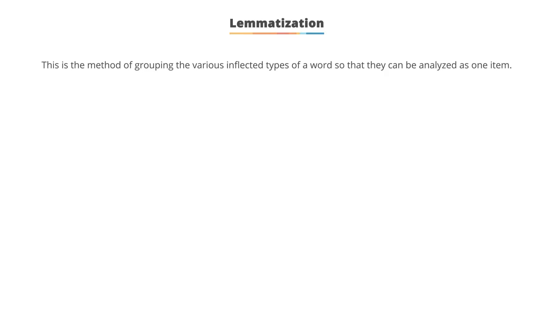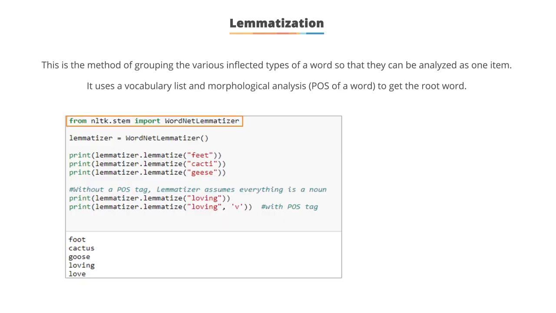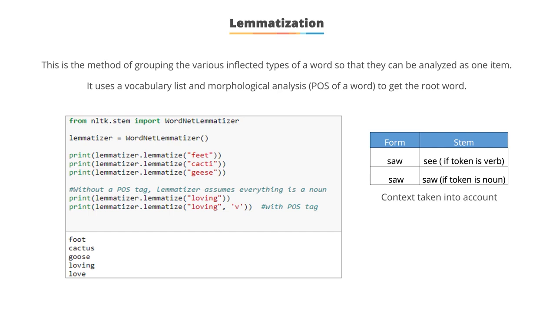Text extraction and pre-processing: lemmatization. Lemmatization is the method of grouping the various inflected types of a word in order that they can be analyzed as one item. It uses a vocabulary list or morphological analysis to get the root word. It uses the WordNet database that has English words linked together by their semantic relationship. As you can observe in the given example, the different words have been reduced to their relevant morphological word using lemmatization.